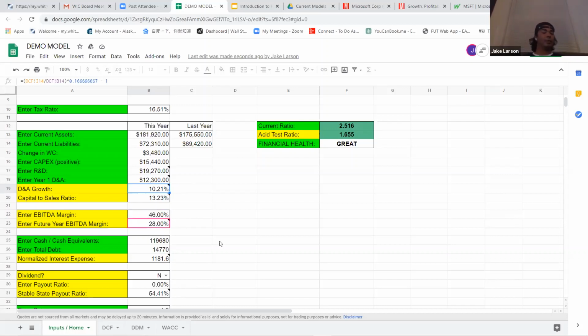And for future year EBITDA margin, this is again something where your analyst skills come into play. You have to give your estimate on what you think their EBITDA margin is going to be 5 or 10 years from now. For example, you can read 10Ks, you can listen to earnings reports, and get an idea of where their business is going.